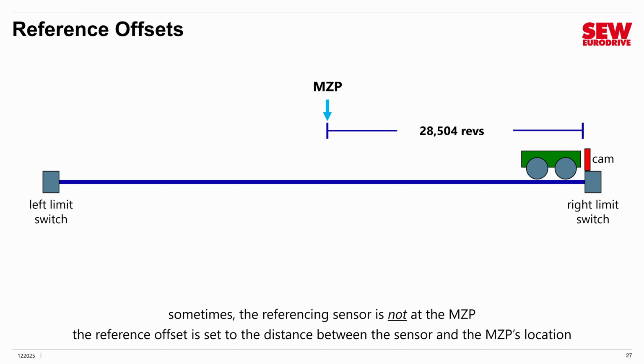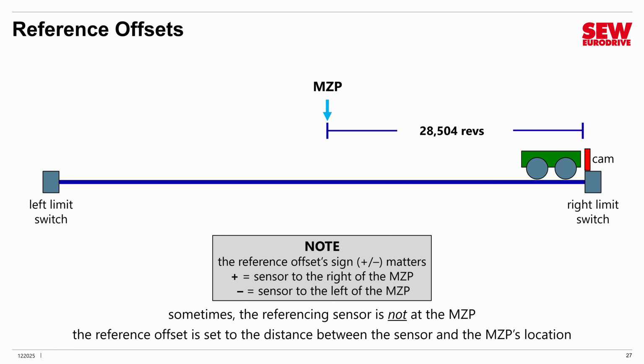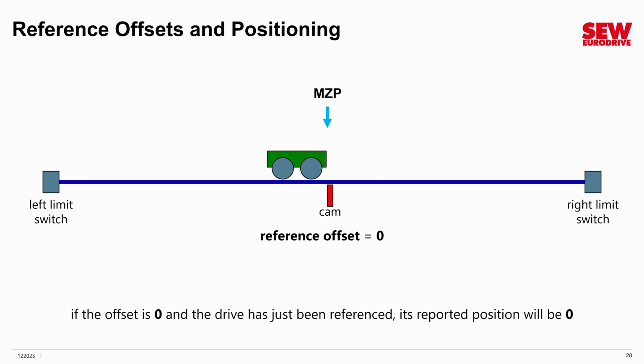That's the distance, but we need to include something else that's very important, and that is the sign. We make this number positive if the sensor is to the right of the MZP, and we make it negative if it's to the left. In this case, we'd use a positive offset because we're to the right of the MZP. We'd use positive 28,504. Let's see how both of these scenarios work.